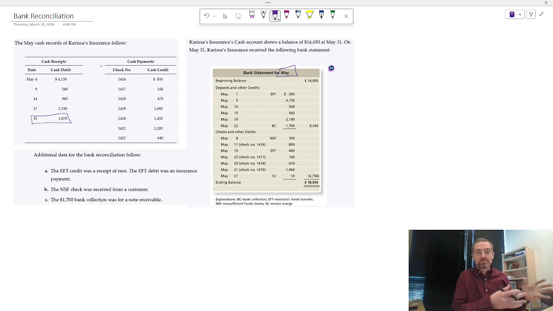So Carissa made the entry on May 31st. The bank makes it on June 1st. So on June's bank statement, we should see the $1,870 come through. But it's missing on May's. So that's going to be one of the differences that we will see on these bank statements. All right, and that's called a deposit in transit.